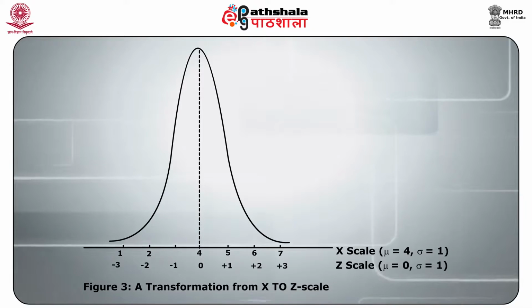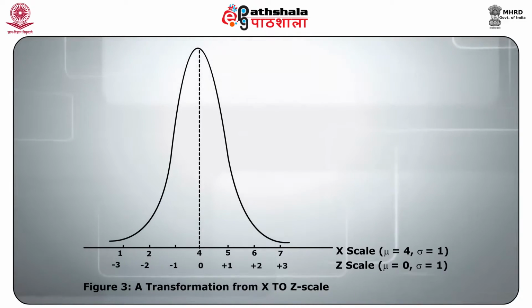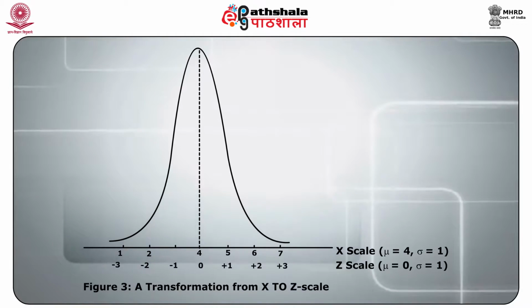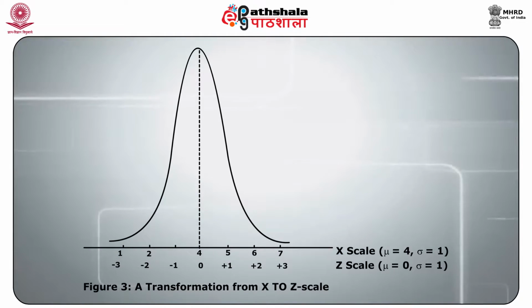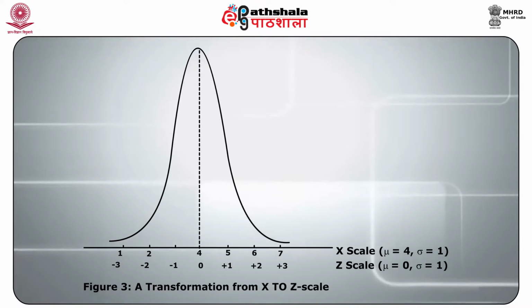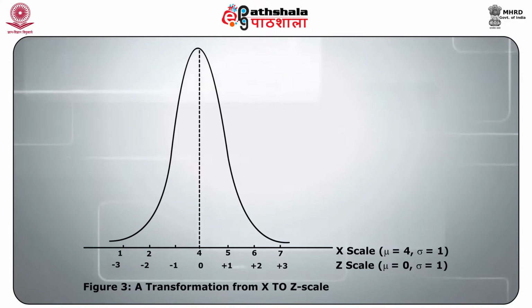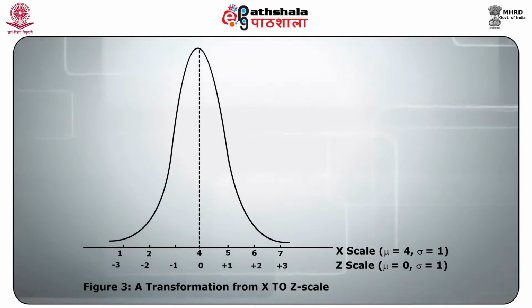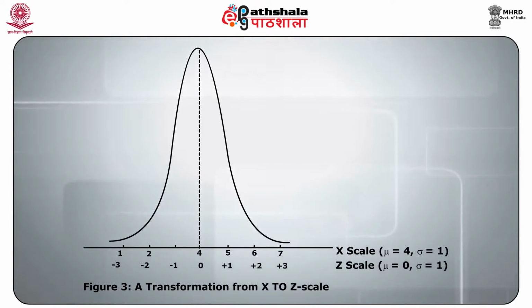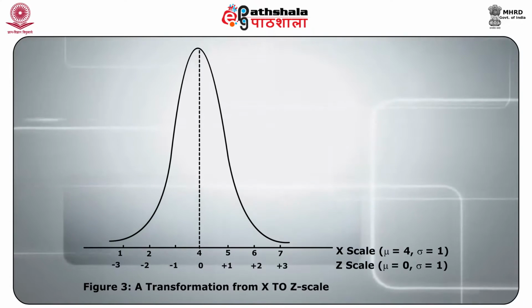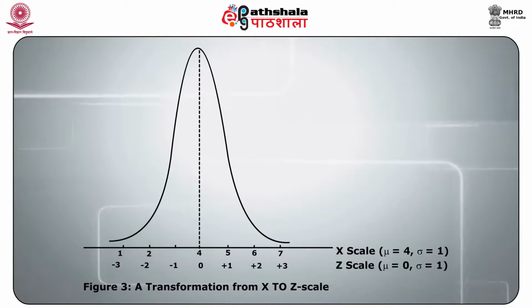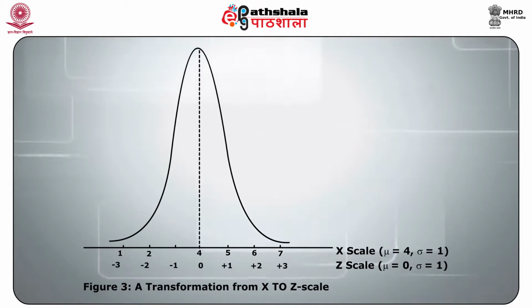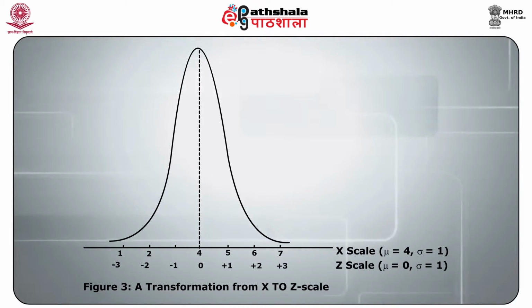The figure 3 here shows how every x variable with given mean and standard deviation can be converted into z variable. For example, let x tend to N(4, 1). The value of x equal to 4 is transformed to z is equal to (4 minus 4) upon 1 is equal to 0. Similarly, the values x is equal to 3 and x is equal to 5 are converted on z scale to minus 1 and plus 1 respectively.